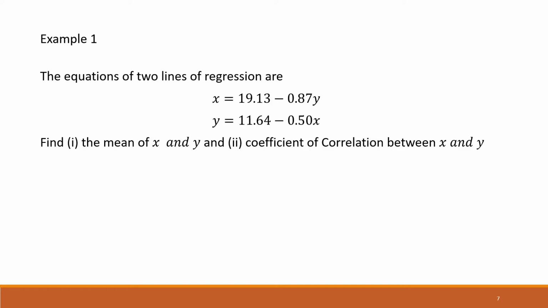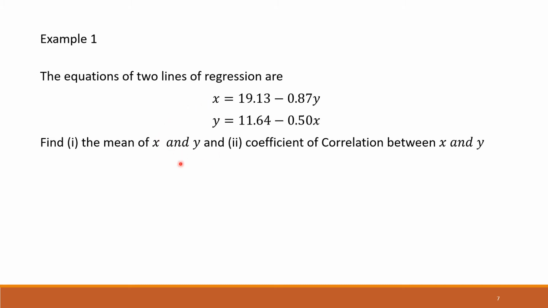So first problem, the equations of two lines of regressions are x is equal to 19.13 minus 0.87y and y is equal to 11.64 minus 0.50x. Find the mean of x and y and the coefficient of correlation between x and y. So we are given two lines of regressions. We are asked to calculate the mean of x and y and the coefficient of correlation between x and y.